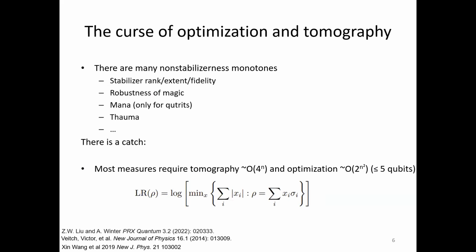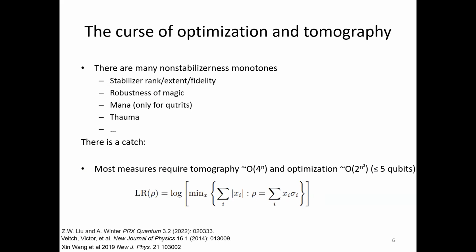We have to ask ourselves, how do we actually compute this thing? And if we compute magic monotones, a problem we will often deal with is that computing these different measures, let's say like stabilizer rank, stabilizer extent, fidelity, robustness of magic, and so forth, for most of these measures, actually computing them in practice will require tomography. So we need to actually compute the density matrix of the state.